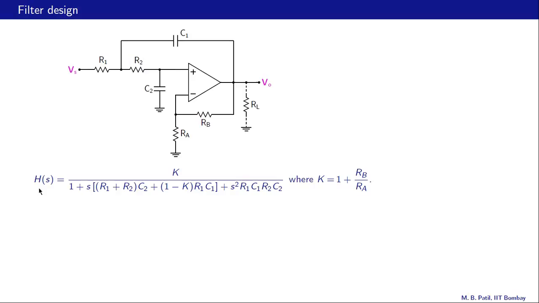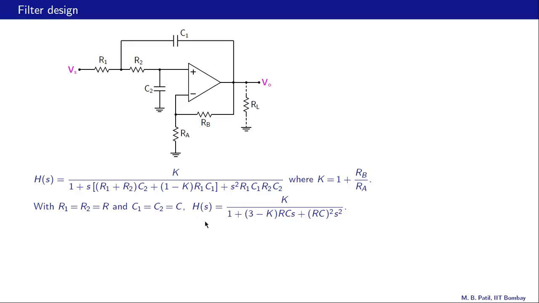And this is our transfer function which we have seen earlier, and in this expression this K here and here is equal to 1 plus RB over RA, and that is the gain of this amplifier section. That is a non-inverting amplifier, as we can see. Now let us put R1 equal to R2 equal to R and C1 equal to C2 equal to C. And with that, H of S reduces to K divided by 1 plus (3 minus K) times RC times S plus (RC) squared S squared.